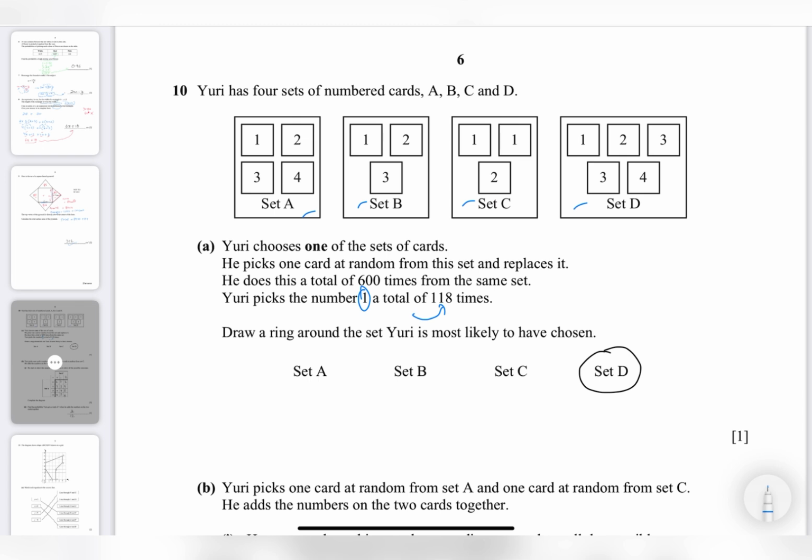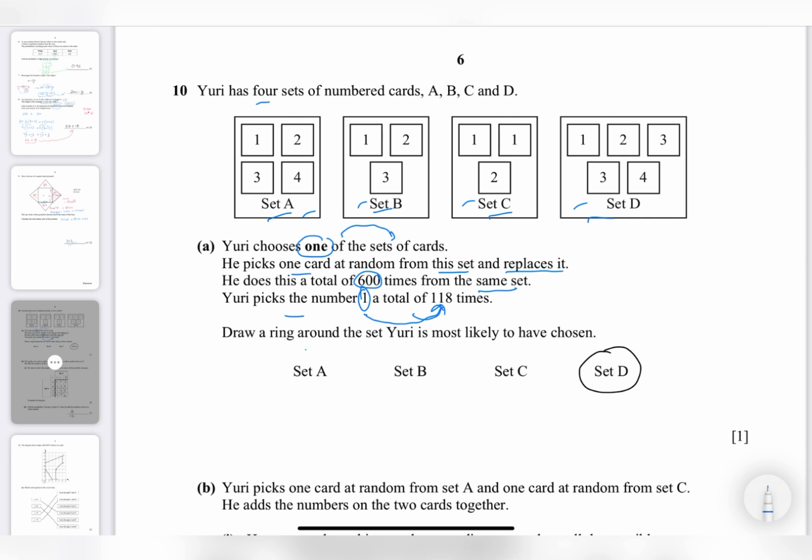See, let's try to understand the question first. Yuri has four sets. So this is set A, set B, set C, and set D. Yuri chooses one of the sets of cards. He picks one card at random from this set and replaces it. Yuri does this 600 times from the same set. Yuri picks a number 1 a total of 118 times.